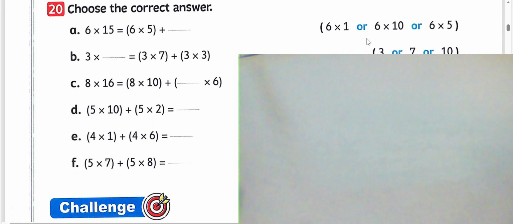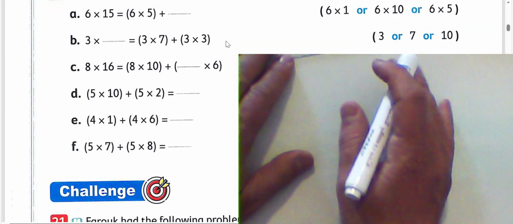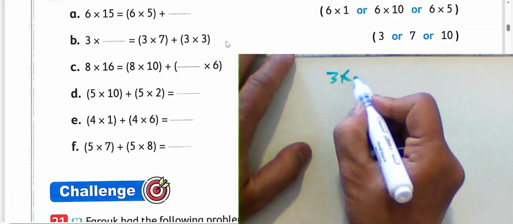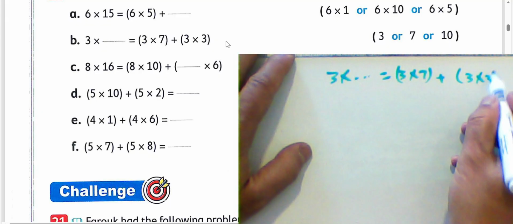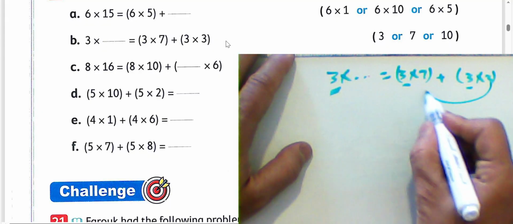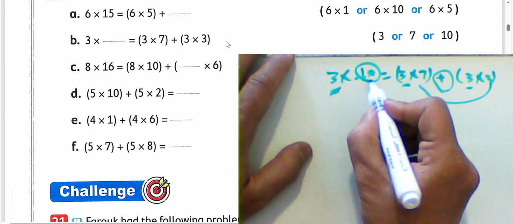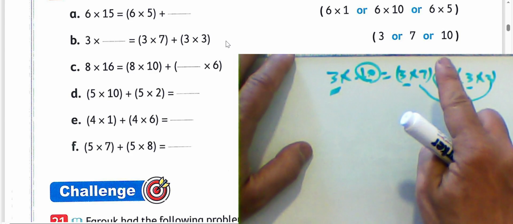Then letter B. 3 times what equals 3 times 7 plus 3 times 3? 3 here is a constant. Then we can add 3 plus 7. 3 plus 7 equals 10. You must write 10 in the space. Choose 10 here.